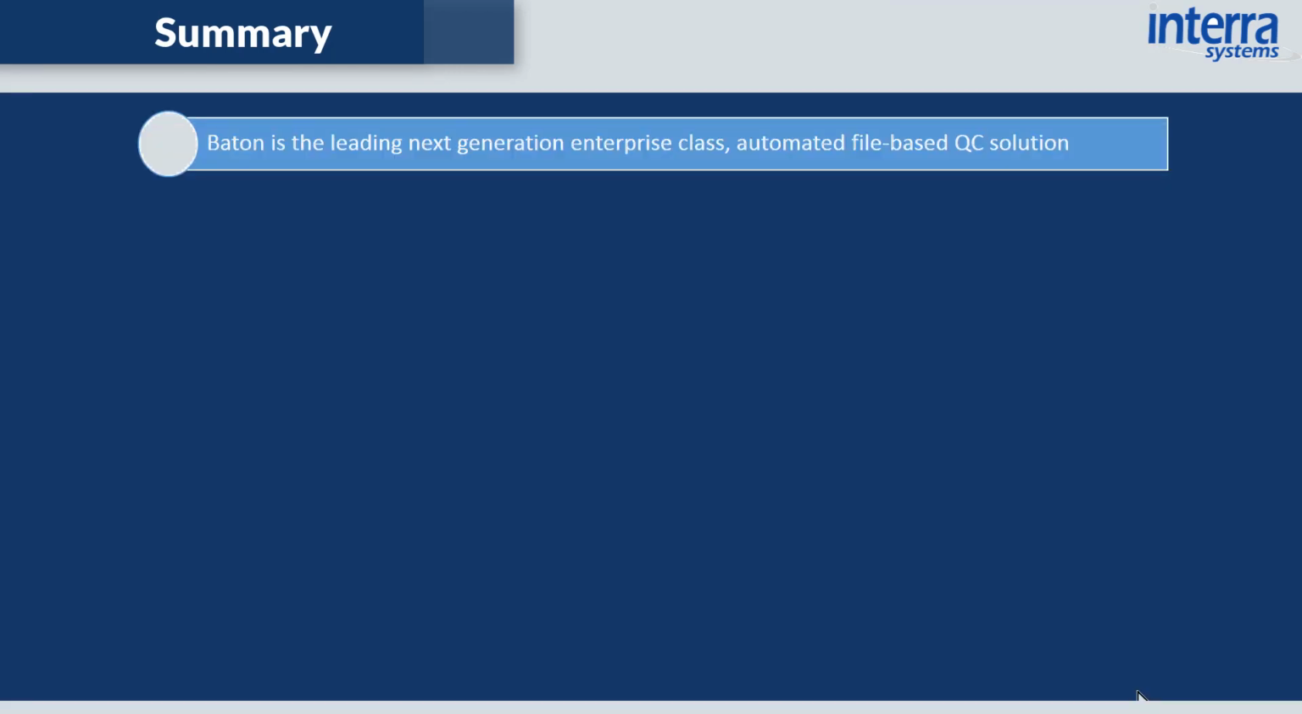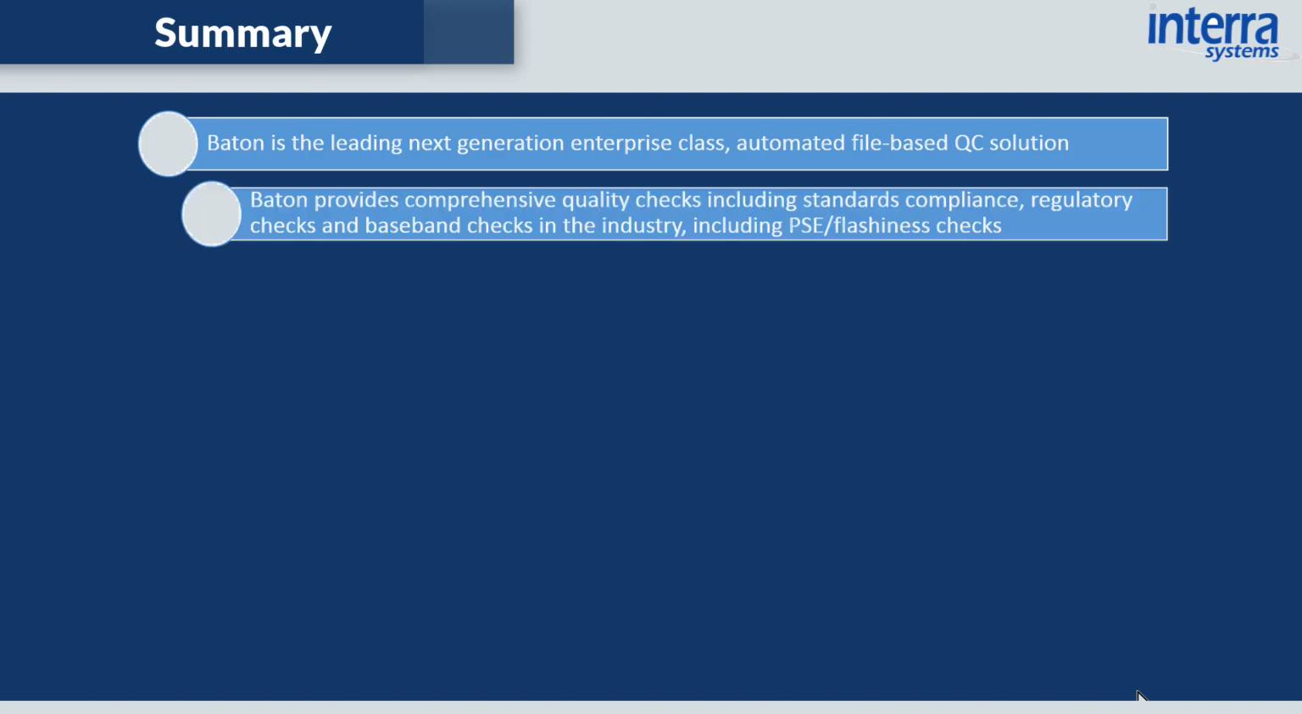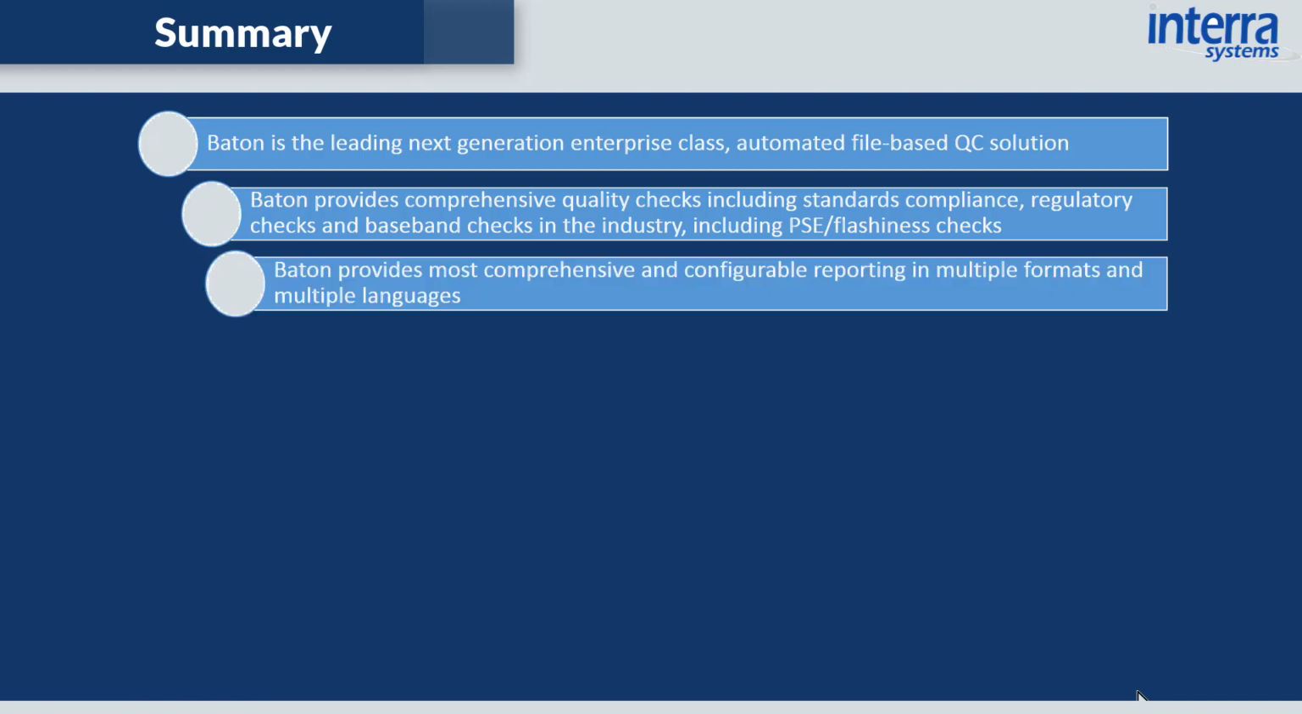Let's now summarize what we have learned in this video. BATON is the leading next-generation enterprise-class automated file-based QC solution. BATON provides comprehensive quality checks, including standards compliance, regulatory checks, and baseband checks to the industry, including PSE or flashiness checks. BATON provides most comprehensive and configurable reporting in multiple formats and multiple languages.